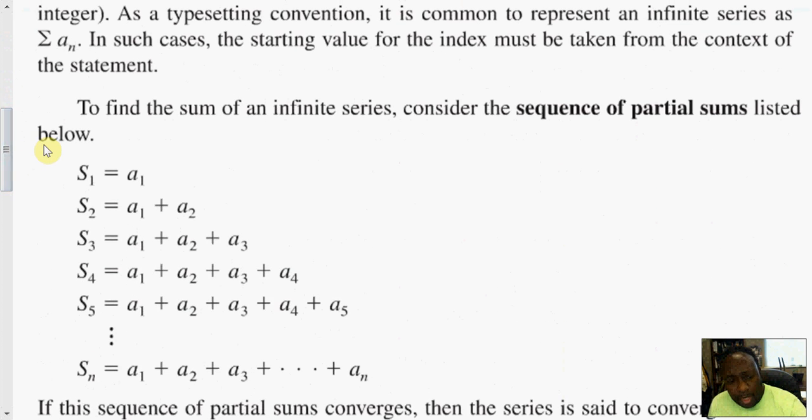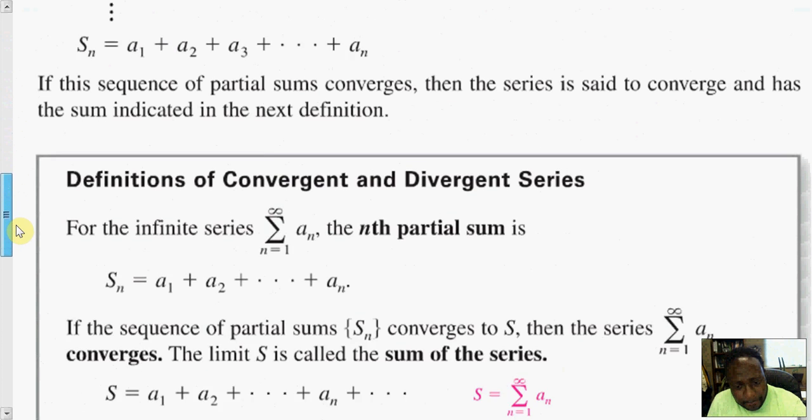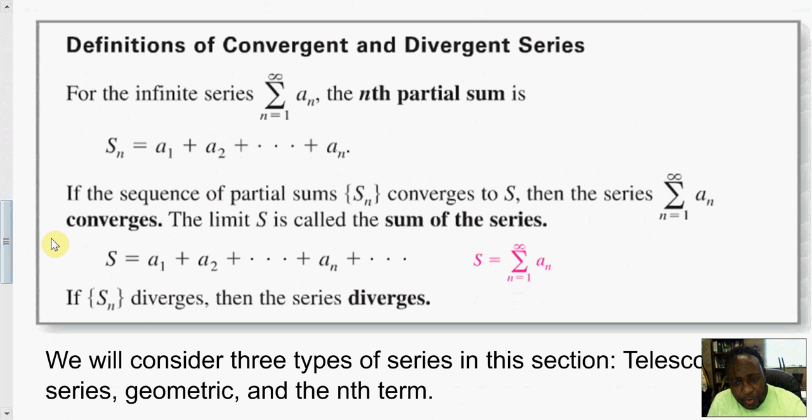Look at the difference here. The capital S denotes the sum. So S sub 1 is just the sum of the term for one sequence value. S sub 2 is a sub 1 plus a sub 2. The sum, capital S sub 3, is a sub 1 plus a sub 2 plus a sub 3, and so on.